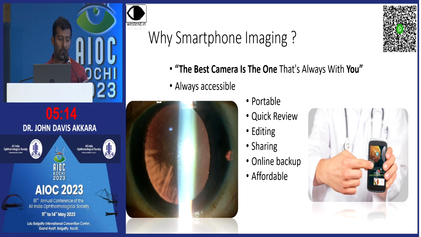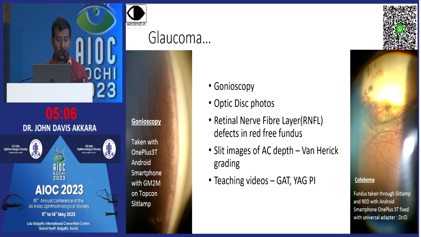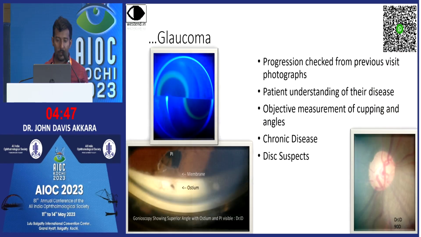You can do a quick review, editing, you can share it, you can back it up online, and obviously, it is affordable. You can do gonioscopy photographs such as this. These are all images taken with a smartphone, OnePlus 3T, several generations old. And you can see the optic disc, and you can see nerve fiber layer. You can take images of the anterior chamber angle.